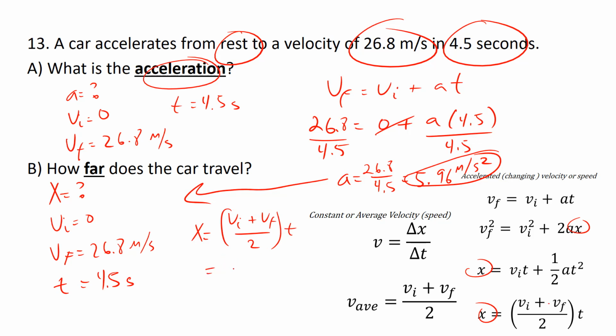And so x equals Vi, 0, plus Vf, which is 26.8, over 2, times the 4.5 seconds. And we do the math. 26.8 divided by 2, times 4.5, and we get 60.3 meters.